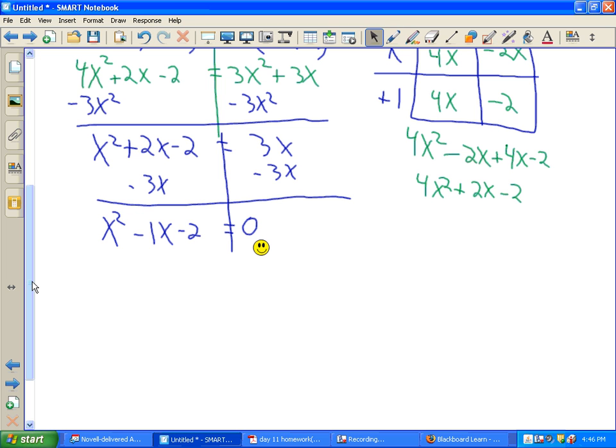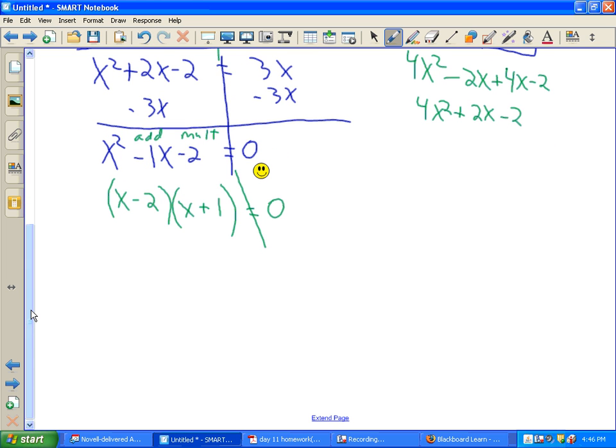So you ask yourself, and this is the new tool, can I factor this? Are there numbers that multiply to be negative 2 and add up to be negative 1? Write them down. It's x minus 2 and x plus 1. The negative 2 and positive 1 multiply to be negative 2 and add up to be negative 1. I bring down the 0.